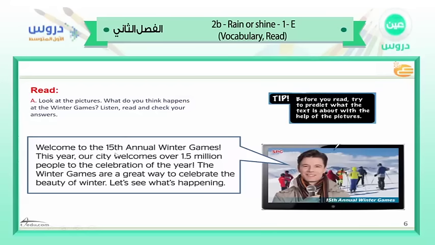Welcome to the 15th annual winter games. This year, our city welcomes over 1.5 million people to the celebration of the year. The winter games are a great way to celebrate the beauty of winter. Let's see what's happening.